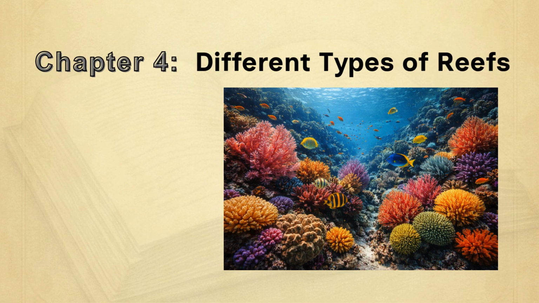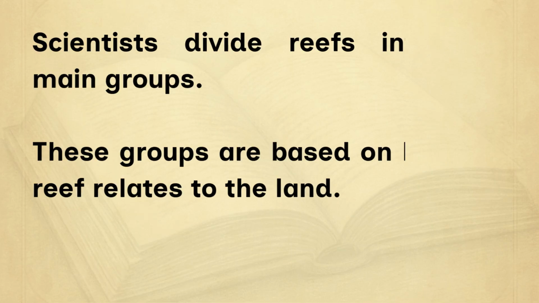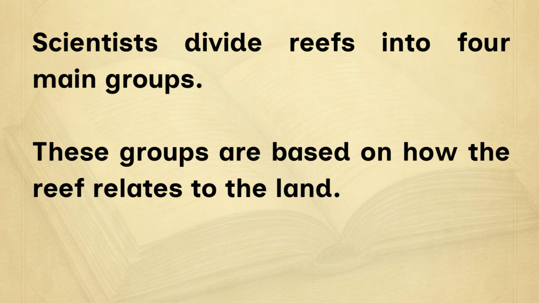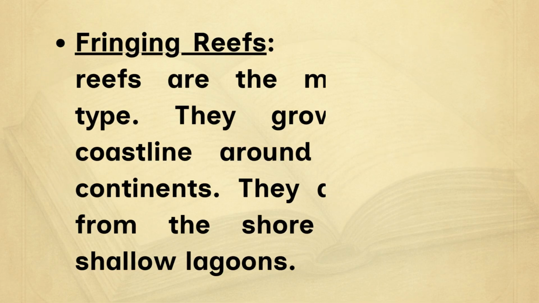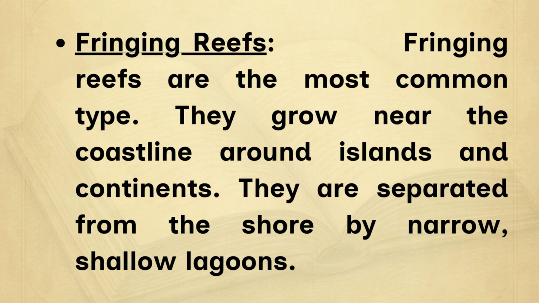Chapter 4. Different types of reefs. Scientists divide reefs into 4 main groups. These groups are based on how the reef relates to the land. Fringing reefs. Fringing reefs are the most common type. They grow near the coastline around islands and continents. They are separated from the shore by narrow, shallow lagoons.